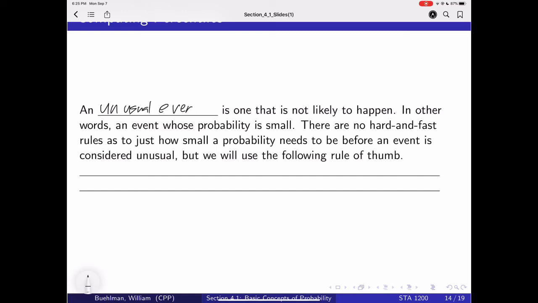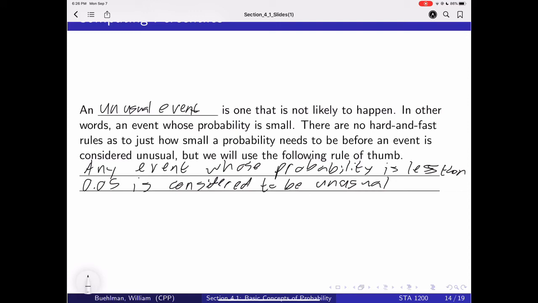An unusual event is one that is not likely to happen. In other words, an event whose probability is small. There are no hard and fast rules as to just how small a probability needs to be before an event is considered unusual, but we will use this rule of thumb. Our rule of thumb is that any event whose probability is less than 0.05 is going to be considered an unusual event.